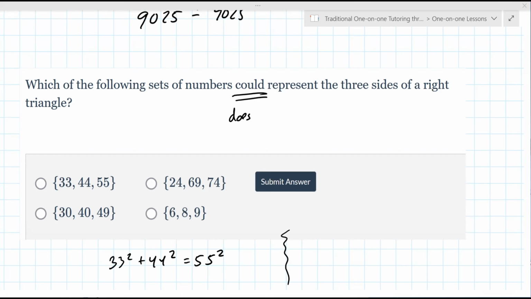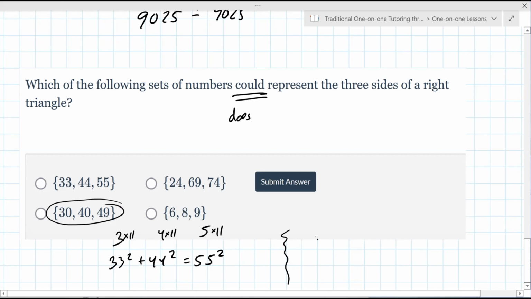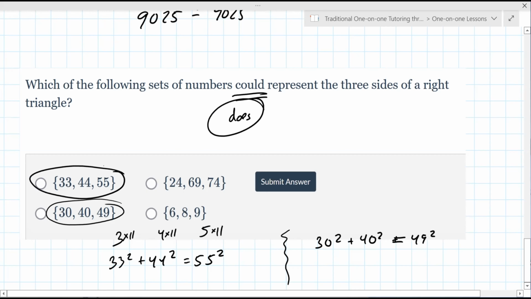Yeah. That one works, doesn't it? Okay. And notice, again, see how it's a 3, 4, 5, but you're multiplying by 11 each time. So that works. Let's try 30, 40, 49. 30 squared plus 40 squared, does that equal 49 squared? Oh, wait, I'm sorry. We want the one that does work. So we're done with that.